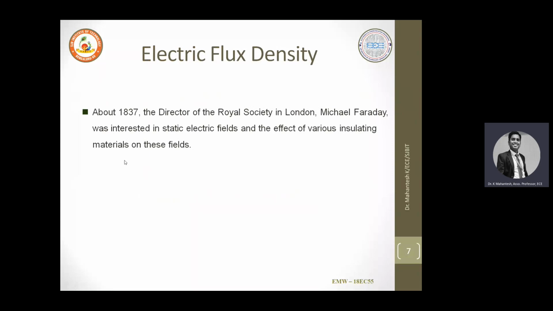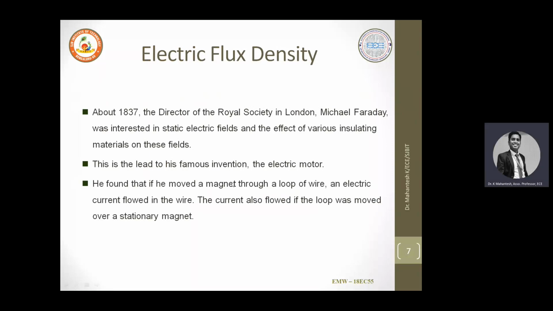Around 1837, the director of the Royal Society in London, Michael Faraday, was interested in static electric fields and the effect of various insulating materials on these fields, and he was investigating electric flux density. This also led to his famous invention, the electric motor. He found that if he moved a magnet through a loop of wire, an electric current flowed in the wire. The current also flowed if the loop was moved over a stationary magnet. So a changing magnetic field produces an electric field.